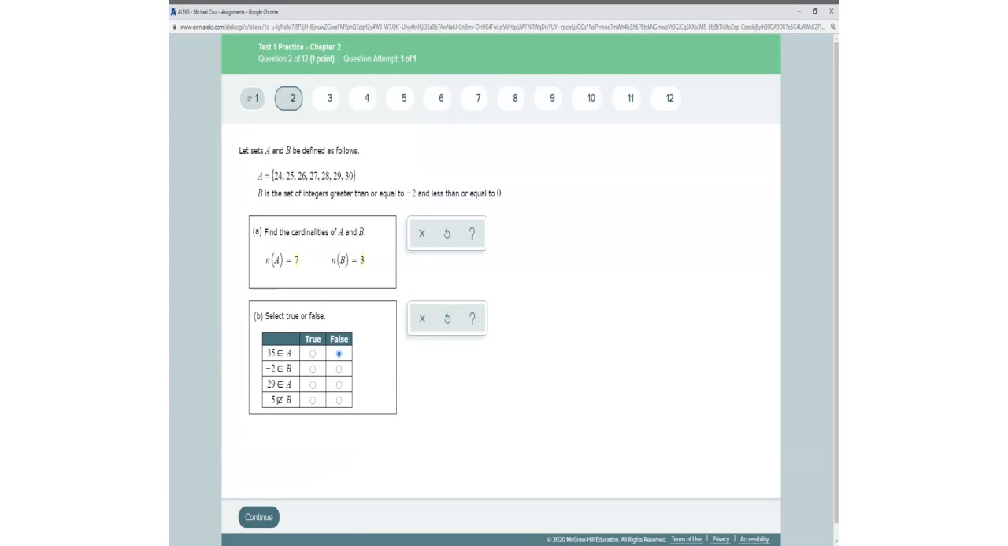All right. B, we already wrote that out. That was -2, -1, and 0. So that one is true because -2 was the first element. 29 is an element of A is also true because it's right there, the second to last one.